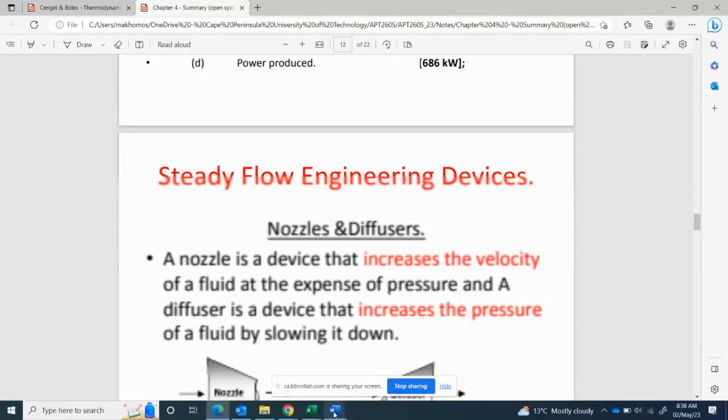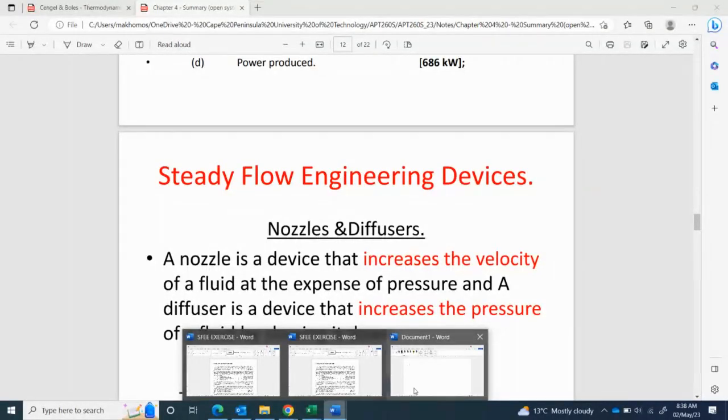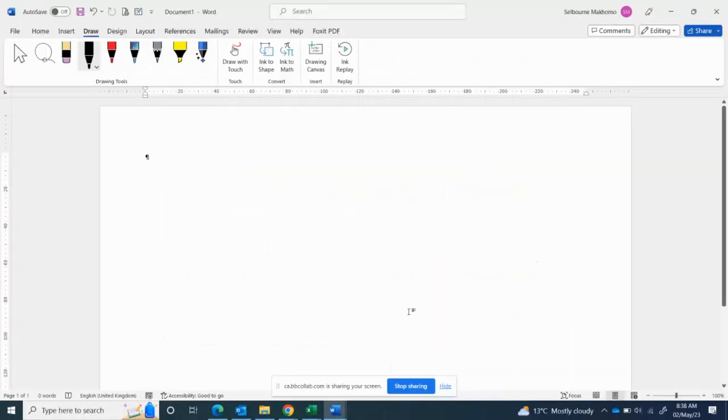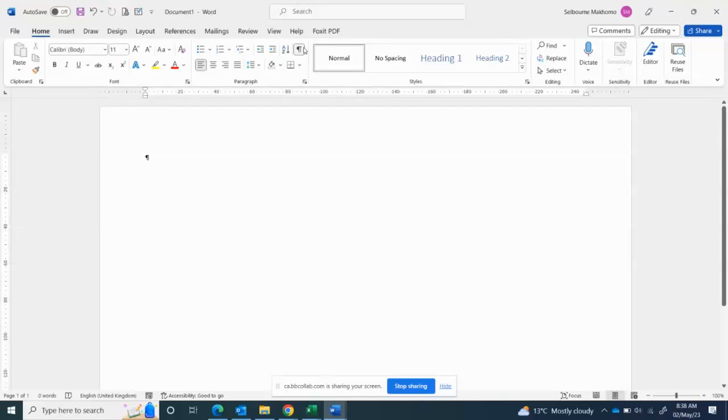So let's start with the first one. The first one we're going to discuss is a turbine. The question is going to be, what is the function of a turbine? Because sometimes things can go wrong in the exam, and if you don't know the function of a turbine, you won't even see if your answer is wrong. The function of a turbine is simple. The function of a turbine is to convert kinetic energy into work.